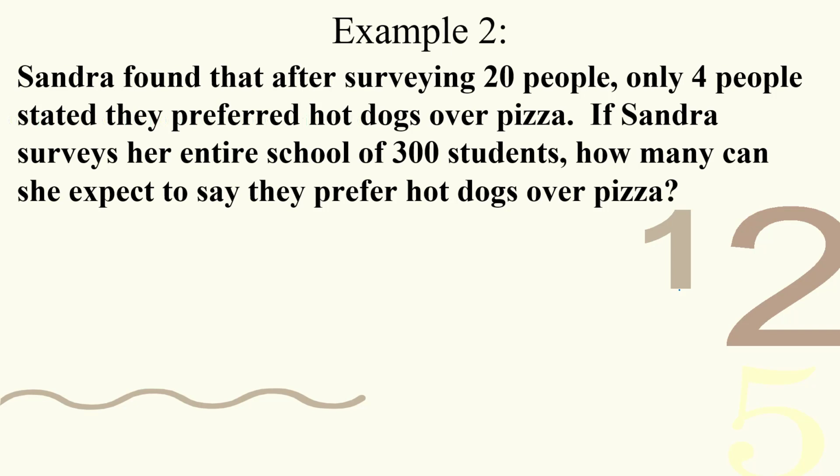Sandra found that after surveying 20 people, only 4 people stated they preferred hot dogs over pizza. If Sandra surveys her entire school of 300 students, how many can she expect to prefer hot dogs over pizza? So again, we want to set up a proportion. She surveyed, so that's going to be our sample, right? That's where we get our sample, is by surveying. 20 people. That was the total sample size of how many people she surveyed. And 4 liked hot dogs.